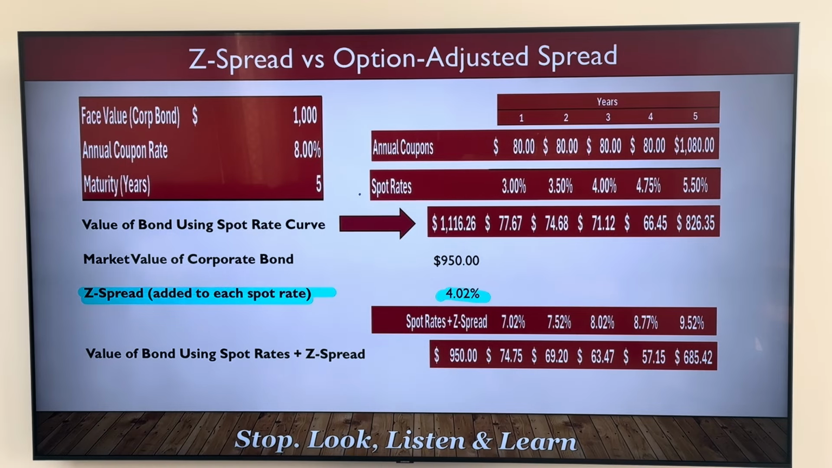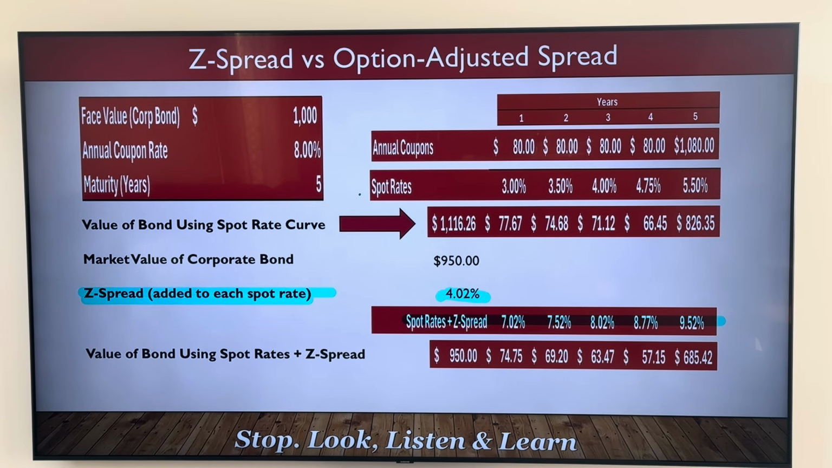And I have calculated that utilizing the goal-seek function of Excel to come out to be 4.02%. And so what that means is that we're going to add 4.02% to each one of those spot rates, and we end up with a revised set of spot rates here. I've dubbed that spot rates plus the Z spread. So you can see the 1 year spot rate will increase to 7.02%. The 2 year spot rate will increase to 7.52%, and so on and so forth.